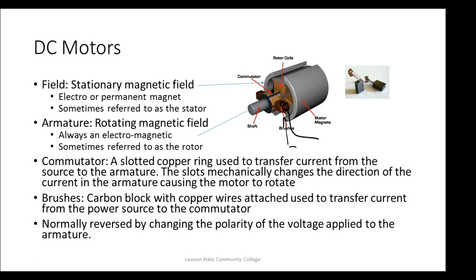Brushes are common carbon blocks with copper wires attached, used to transfer current from the power source to the commutator. The motor is normally reversed by changing the polarity applied to the armature. We okay? Any questions here? So what's the problem with DC motors?